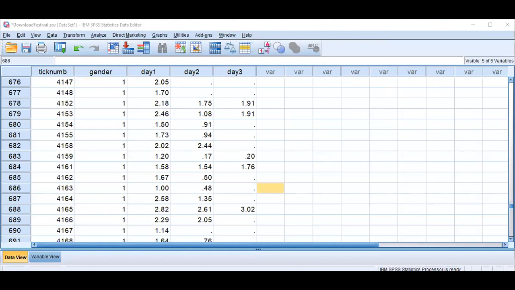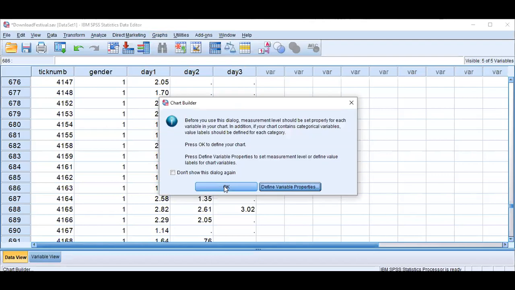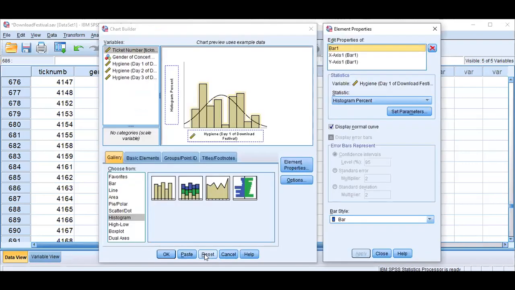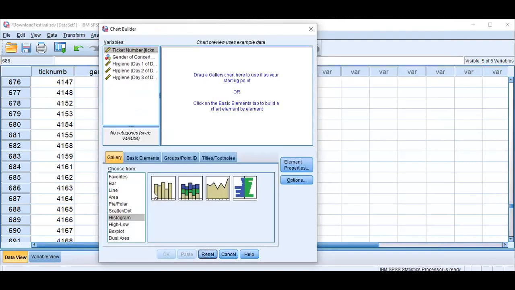So this is my data. I am creating a box plot here. How to create a box plot? We go to Graph, then Chart Builder. All the graphs will be created here. Then okay, and I will select here. I will reset it, and I will make a box plot.